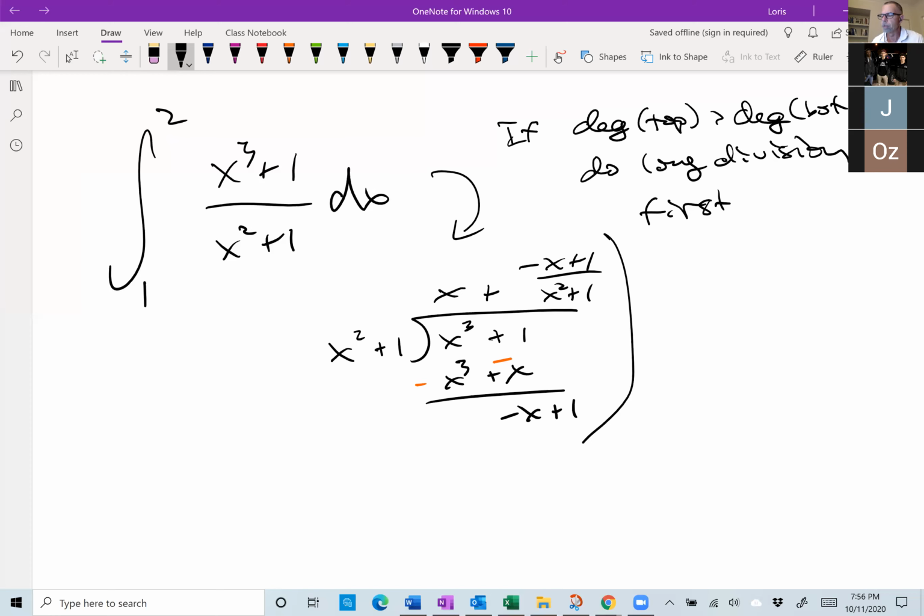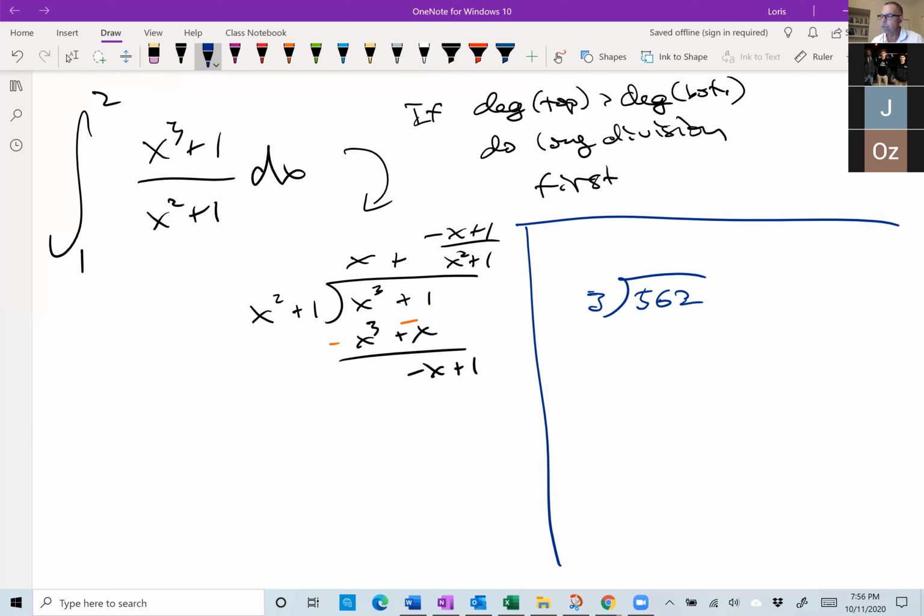Do you want me to go over how this works again, long division? Yes, can you go over it? Yeah. So back in elementary school, when they taught you this, basically if you did 3 goes into 562 or something like that. 3 goes into 5 one time, you multiply, 3 goes into 26 eight times, that's 24, this is 2, 20, this is 7, 21, this is 1. And so you would always write remainder 1.